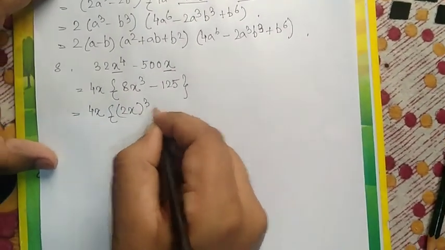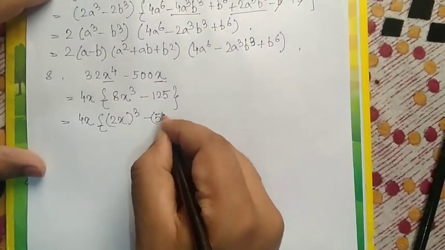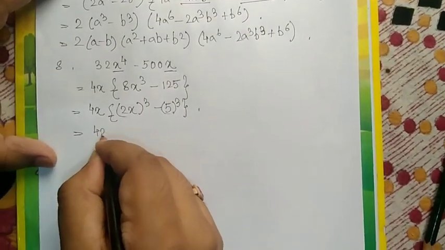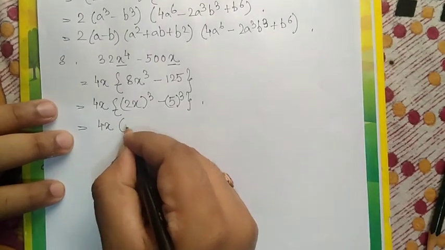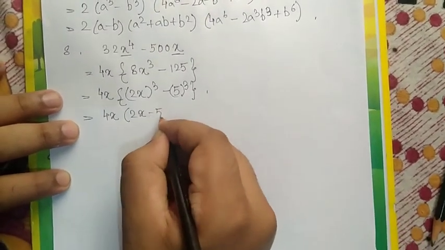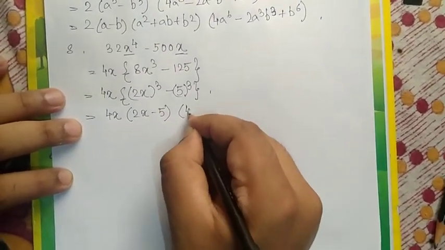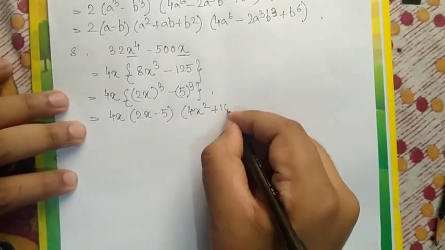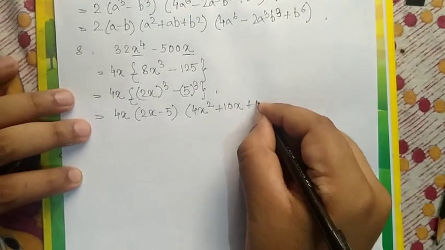So after that, same as 2x whole cube minus 5 whole cube, 4x, a minus b, a square plus ab plus b square.